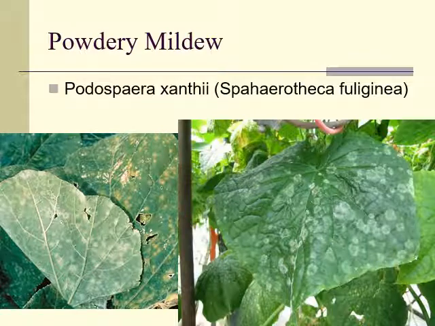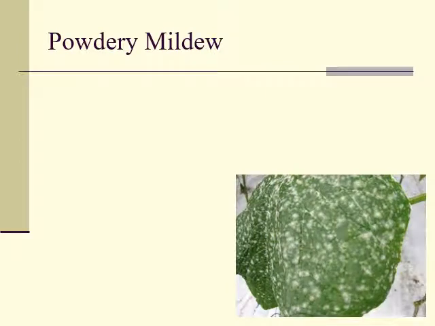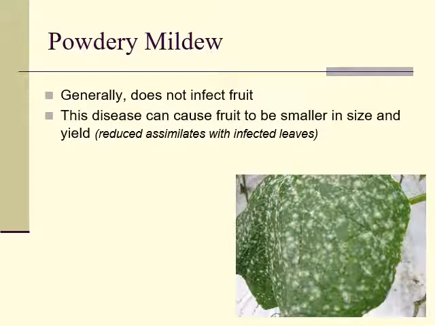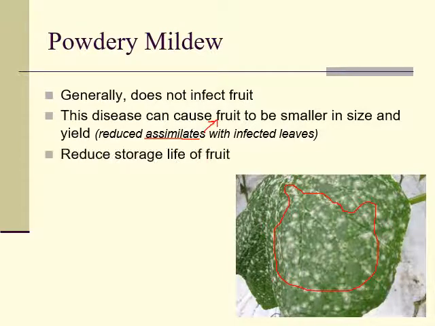Powdery mildew. Now, we've spent already quite a bit of time talking about powdery mildew, so I don't want to get into it too much. But with cucumbers, it does not seem to infect the fruit. It's rare. But it will make your fruit smaller because all these hyphae growing on this leaf, and I've seen some pretty bad cucumbers in my day, that impacts the photosynthetic efficiency of that leaf. So if you're not making as many assimilates, there's not as much sugar for you to make fruit, right? So you have smaller yields and smaller fruit.